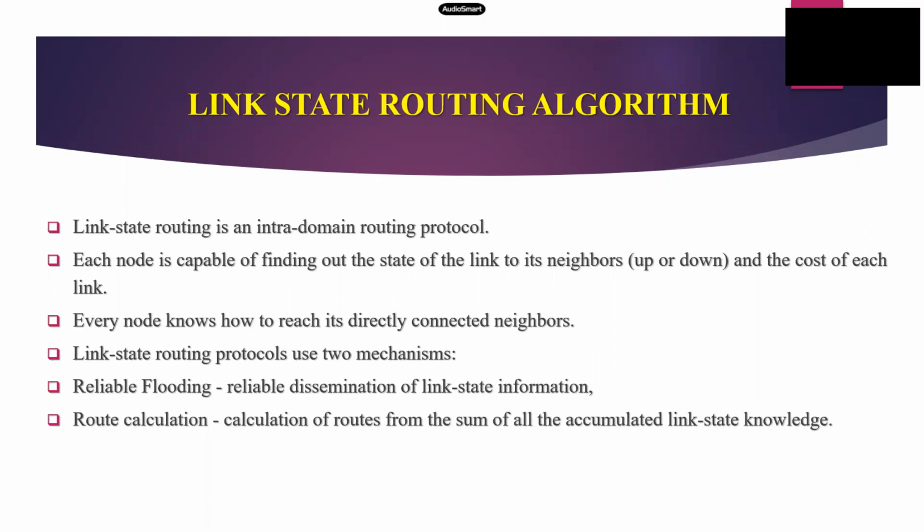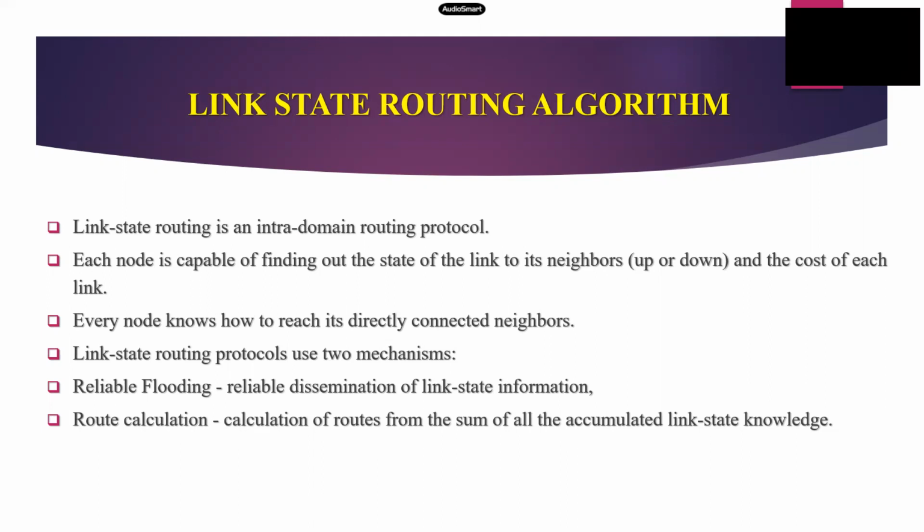So I repeat once again. The link state routing algorithm is an intra-domain routing protocol. What is the purpose of the link state routing algorithm? It is used to find out its neighbor node. So how to find its neighbor node? The neighbor node can be found either in upward or downward direction, otherwise left side and right side also. And every node knows how to reach its directly connected neighbor. It has two mechanisms. One is reliable flooding, another one is route calculation.